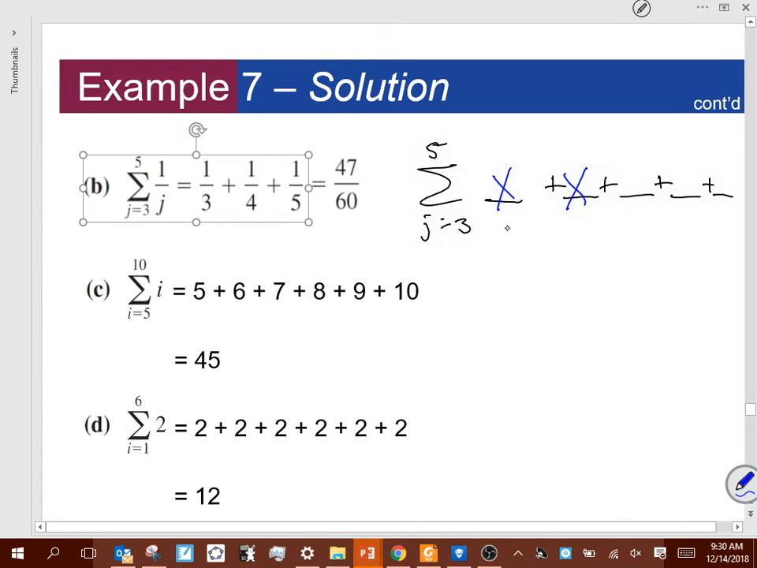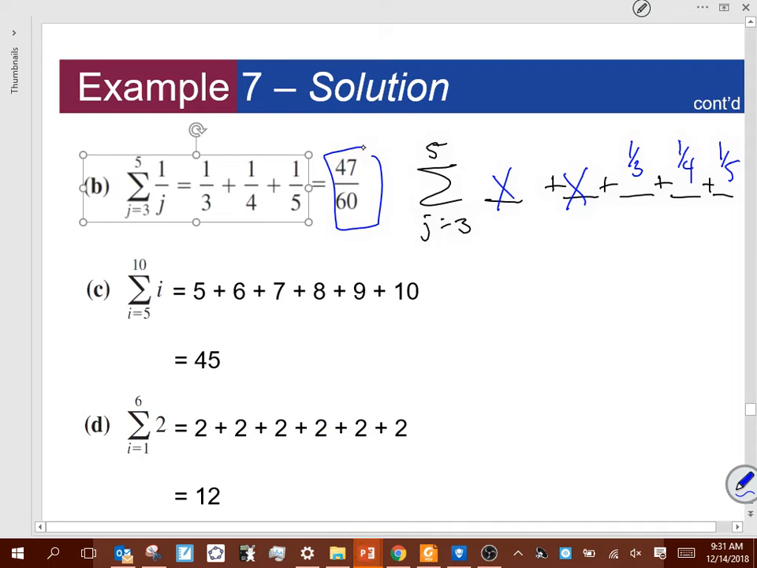So if j is obviously 3, I'm going to get 1/3. If j is 4, I get 1/4. If j is 5, I get 1/5. And now you can sum those together, and once you get common denominators, all that kind of stuff, you get 47/60. Does that make sense to everybody?